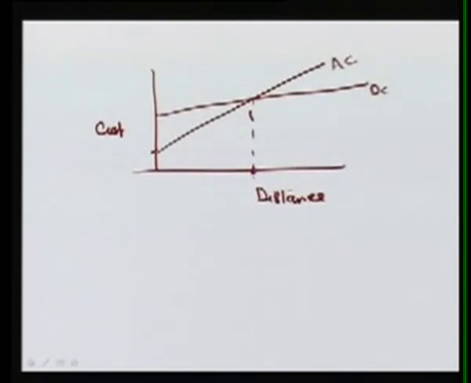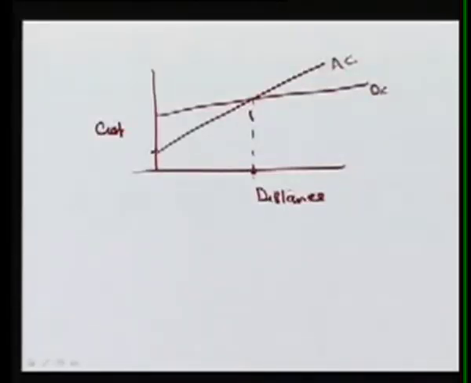This distance earlier was somewhere 700 to 800 kilometers, but now it has reduced to even 500 to 600 kilometers. So if you want to transmit power more than 600 kilometers, DC is the cheaper option for the transmission of power compared to the AC transmission system.